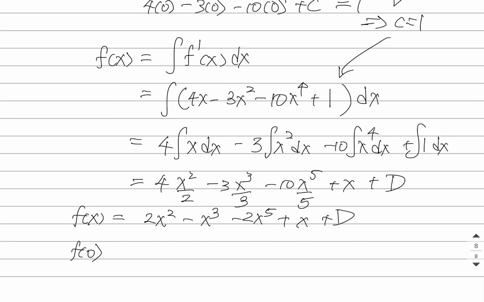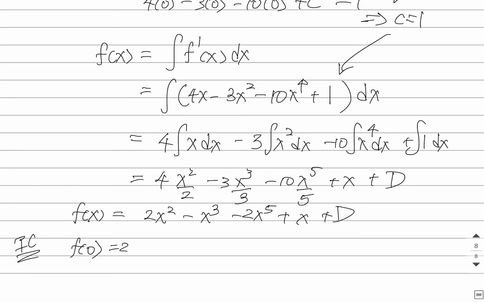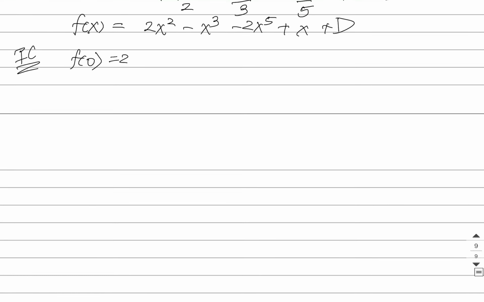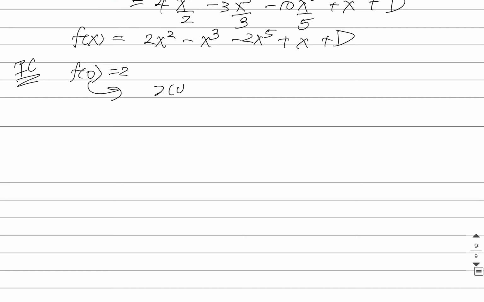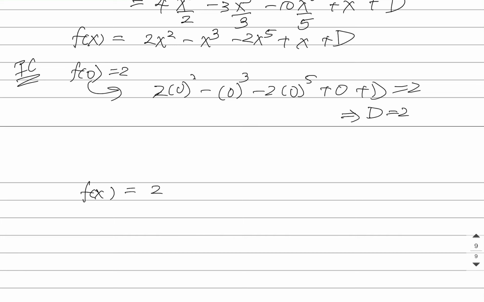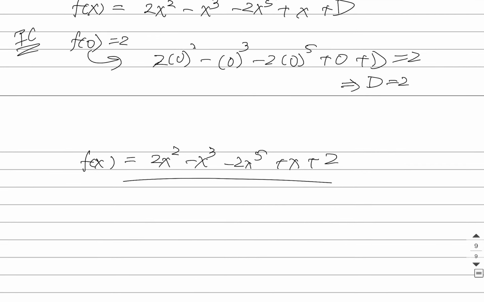The initial condition is f of 0 equals 2. So if I apply that initial condition, I'll get exactly what I need. So this is going to give me 2 times 0 squared minus 0 cubed minus 2 times 0 to the 5 plus 0 plus d is 2. And so clearly d is equal to 2. And once I put this all together, I've got exactly what I need. I have now found the one and only one function that is the solution to the problem.